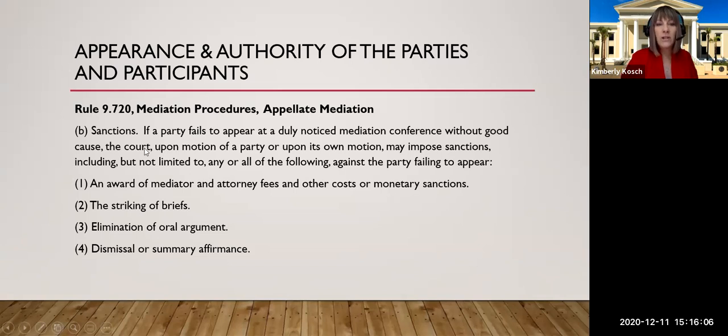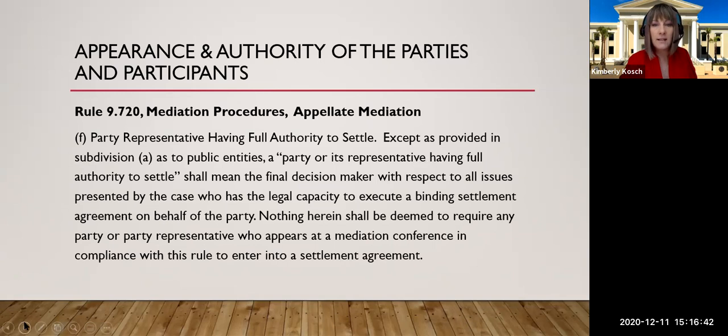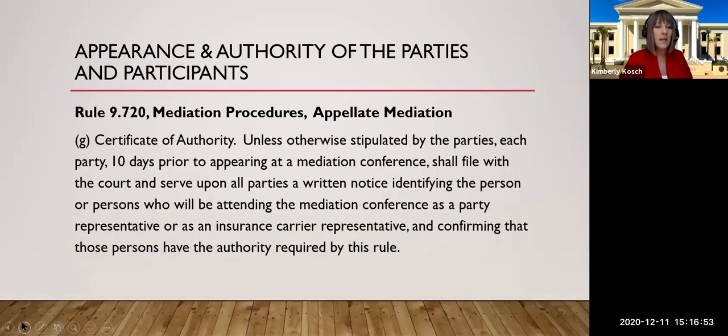The sanctions for failure to appear at appellate mediation include most of the same sanctions that you'll find in the other areas. However, this area is a little bit more developed in that it also includes the striking of briefs, the elimination of oral argument, or the dismissal or summary affirmance, which are fairly important items to have if you are part of an appellate case. So this is a very high level sanction that the court can impose upon you in that area. Here we see again that they define a full party having full authority to settle in the same manner as circuit civil. The same certificate of authority is required if a party representative is attending an appellate mediation.